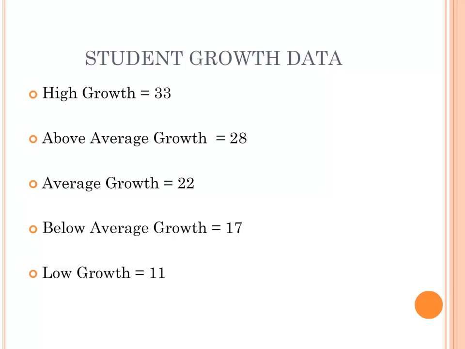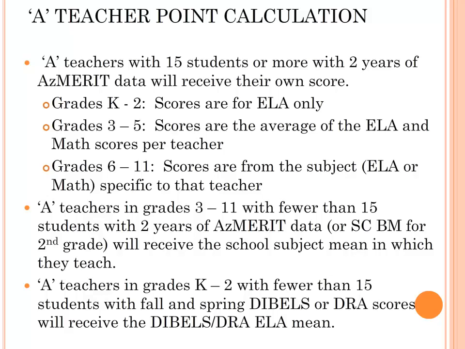The minimum amount of points an individual can receive is 11 points. The growth points will be added to the teacher evaluation points total. A teacher points are calculated based on the role the teacher has in the school. For A teachers with 15 students or more, with 2 years of AZ Merit data will receive their own score. Grades K through 2, scores are for ELA only. Grades 3 through 5, scores are the average of the ELA and math scores per teacher. Grades 6 through 11, scores are from the subject, ELA or math, specific to that teacher.